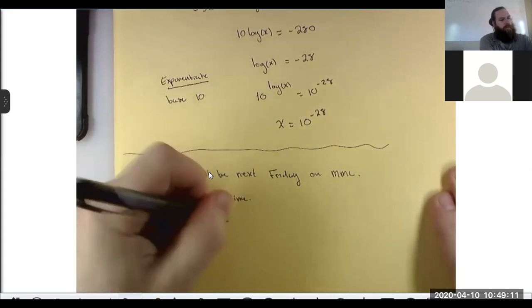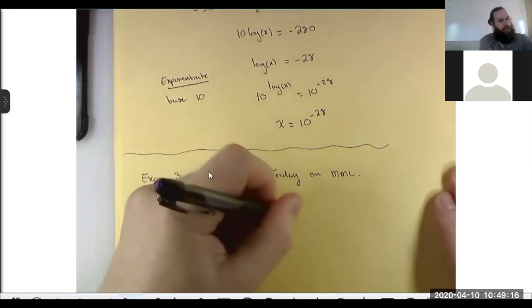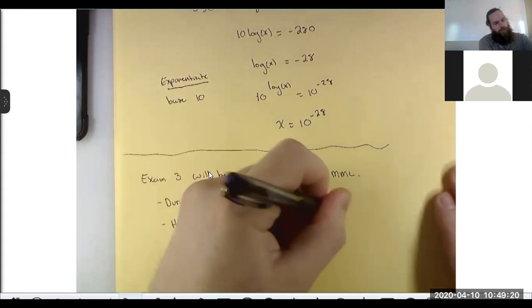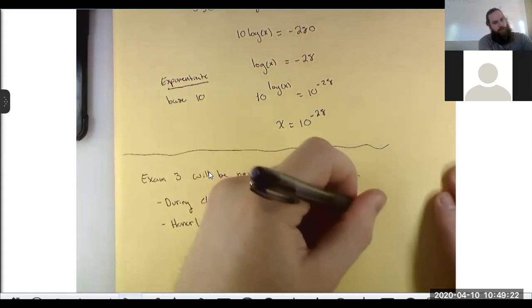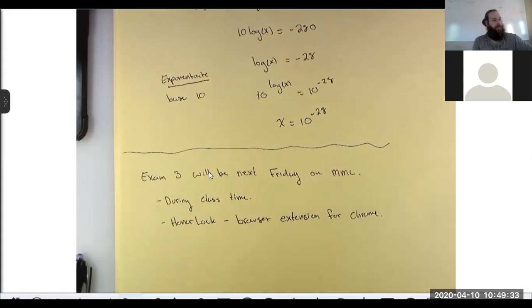So this is a browser extension you can download for Chrome. So you might want to go ahead and download HonorLock. And then I'm going to get you guys HonorLock tokens. So normally you have to pay for HonorLock. You pay something like $15 per test or something. But because this wasn't originally an online course, of course it would be massively unfair for me to ask you guys to pay for it.